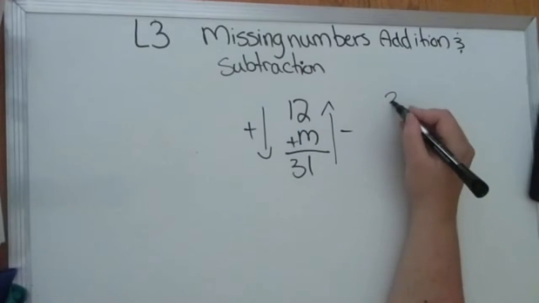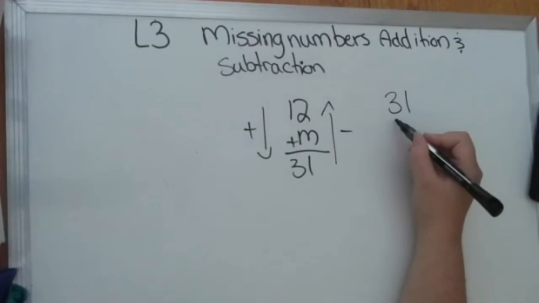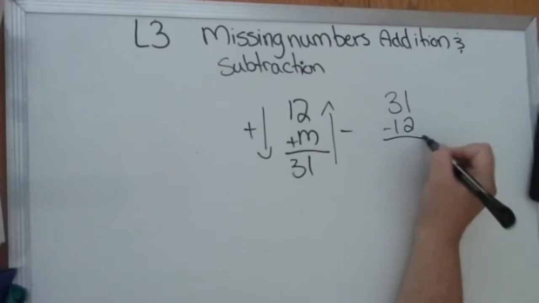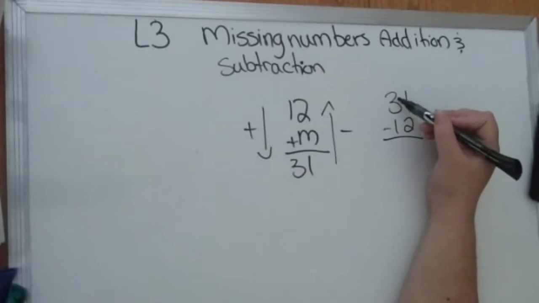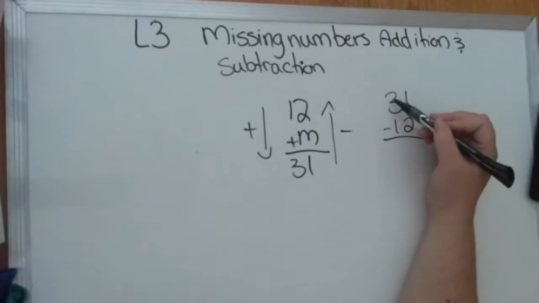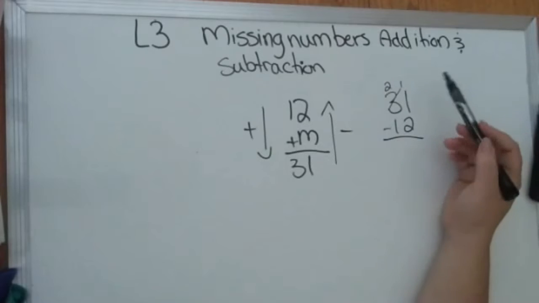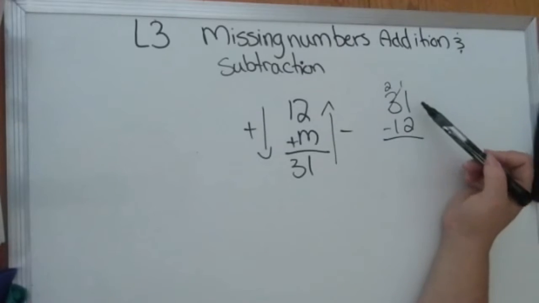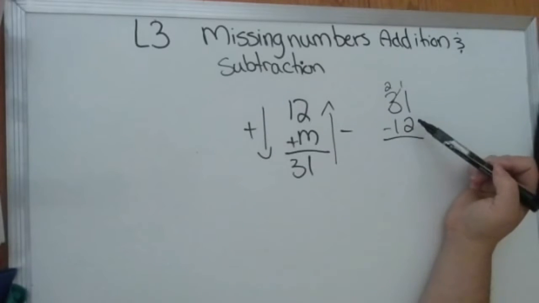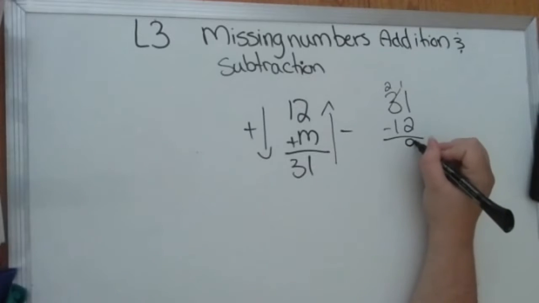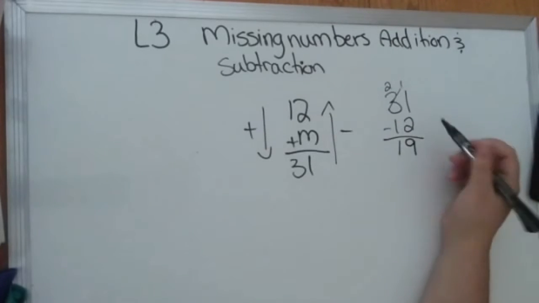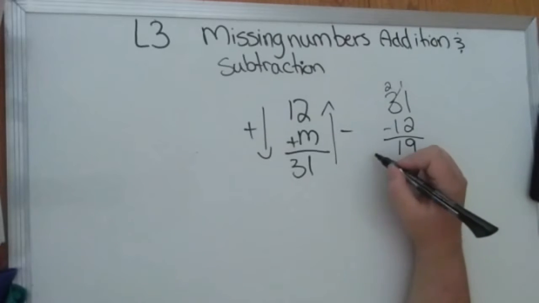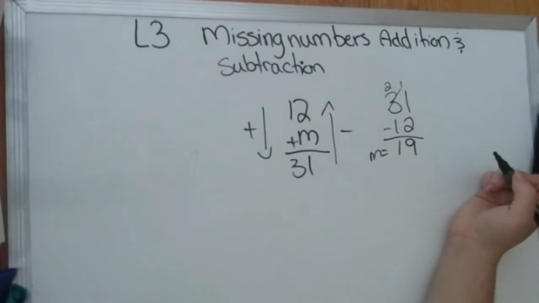So if we went this way for addition, we do this way for subtraction. So we start with 31, our biggest number, and take away 12. This should give us m. Let's try. I can't take 2 away from 1, so I'm going to borrow and regroup. This is now 11 take away 2. 11 take away 2 is 9. 2 take away 1 is 1. So we have 19. So this should be m equals 19.